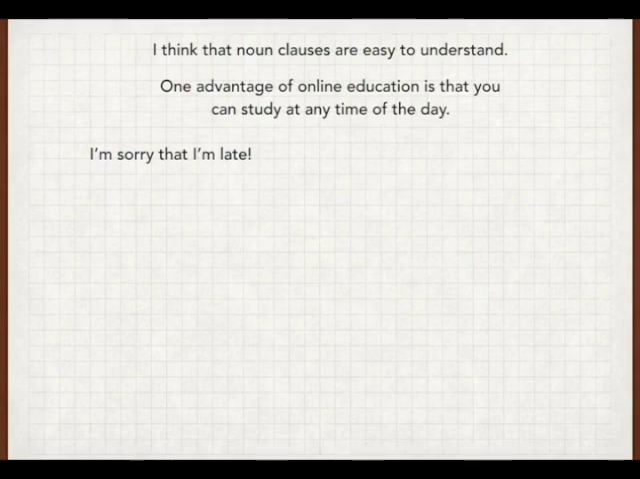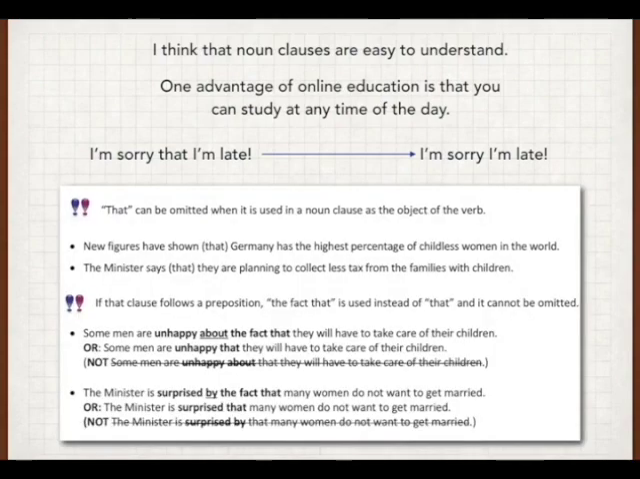However, normally we say, I'm sorry I'm late. Now this is very interesting because there is no that. Now what has happened here? That can be omitted when it is used in a noun clause as the object of the verb. Now in this case, it's not even a verb, it's an adjective, but it's very common to say, I'm sorry I'm late. We don't use that.